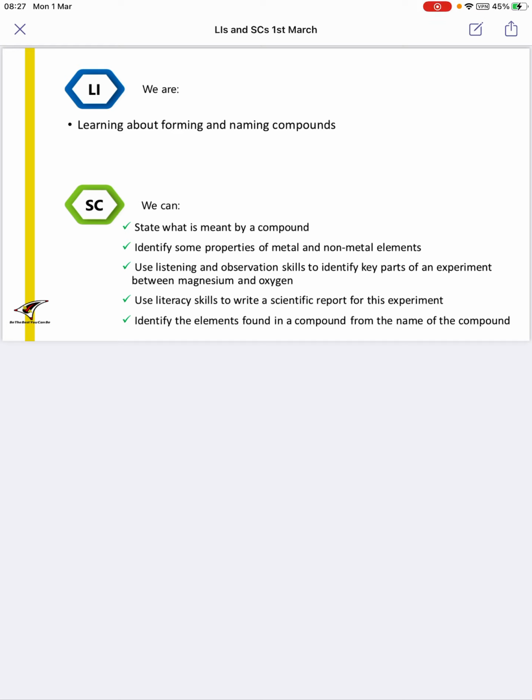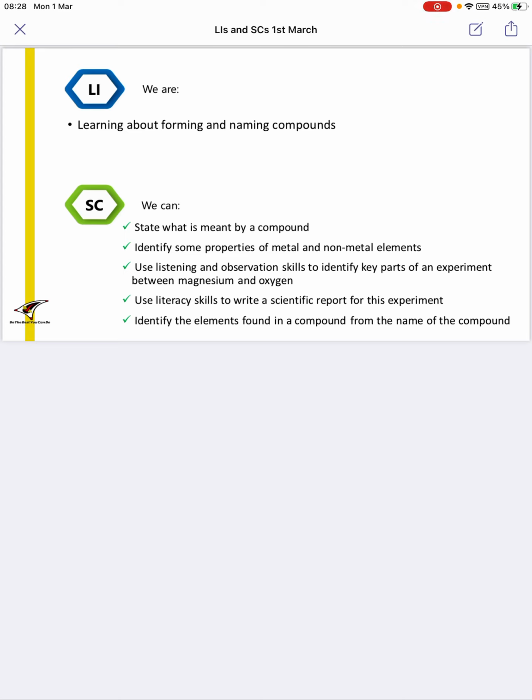A few weeks ago we were focused on what substances could be, whether they are elements, mixtures or compounds. What we're going to focus on this week, first year, is compounds. We're going to be learning about how compounds are formed and how we go about naming them. So the success criteria for this week is that you can state what is meant by a compound. We already covered that a few weeks ago, but it's important that you do know that before moving on.